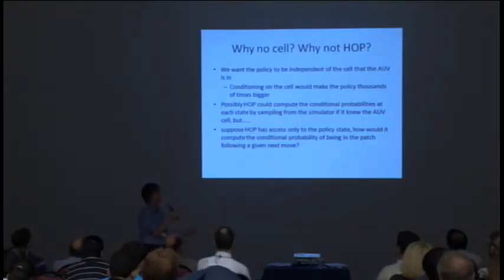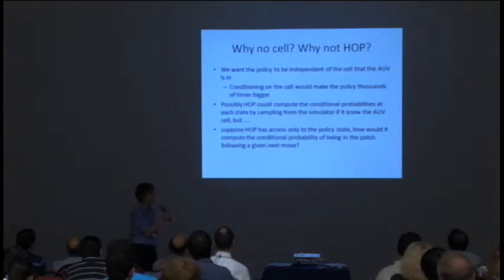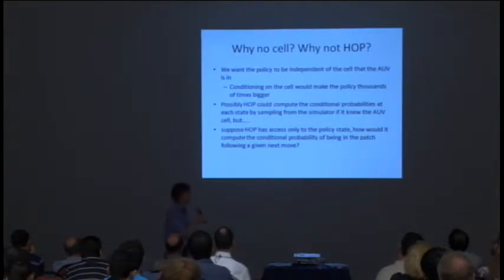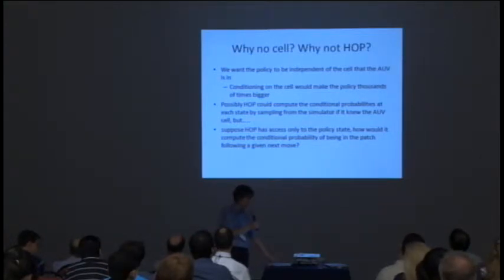So then the other question is, why don't we use hindsight optimization instead of the plan-based learning approach? And the message there is that, well, first of all, I think I've already shown you that we think that the plan-based policy learning approach saves on computational effort because of not having to do planning from all of the intermediate states. But we think it's possibly true that hindsight optimization could, in principle, compute the conditional probabilities at each state by sampling from the simulator if it knew what the AUV cell was. But if it didn't know the cell, then it would be in a situation where it had to compute the conditional probability of being in a particular cell after the next move based on just knowing its average bearing over the last 10 moves, the number of times it turned left or right, and so on. And we don't think that that would be even possible, certainly not computationally feasible.